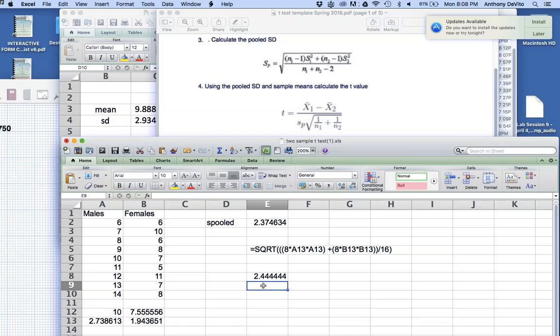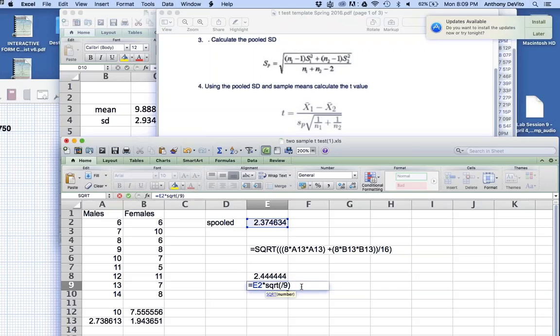In the denominator, the bottom part, is going to be equal to my pooled standard deviation times the square root of 1 over n, right? What's n? n is 9. Okay, so 1 divided by 9 plus 1 divided by 9. Well, 1 divided by 9 plus 1 divided by 9 is just simply 2 divided by 9.